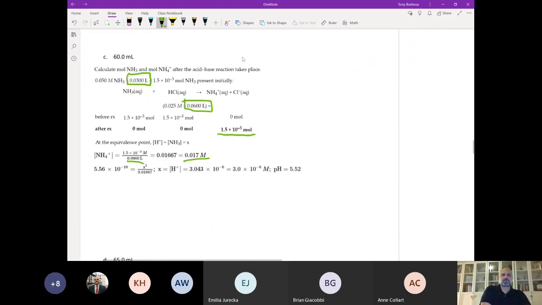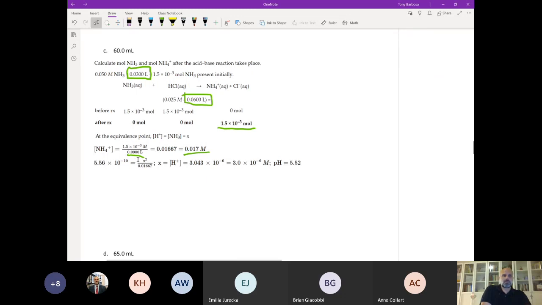So it's the same exact equation, and we're plugging it in to give our x squared divided by the concentration that we calculate here. So our x, proton concentration here, is equal to, after we rearrange and take the square root, 3.043 times 10 to the minus 6, or 3.0 times 10 to the minus 6. Plug that in to get minus log, and we can see we end up with 5.52, right? 5.52 for our pH, which, if you think about it, makes sense.